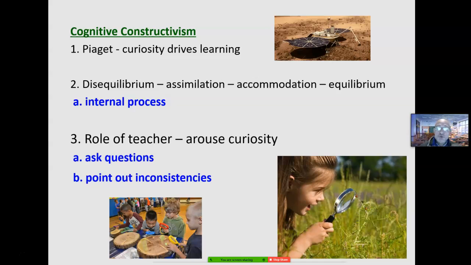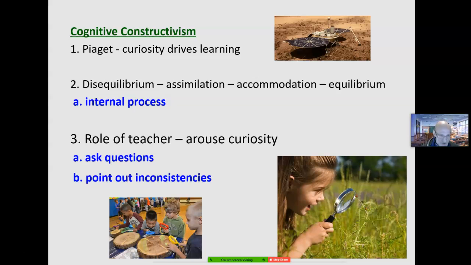It's an internal process. So the role of a teacher, in this cognitive constructivist thought, this Piaget type of thinking, is to arouse curiosity, to ask questions, to point out inconsistencies. Boys and girls, I wonder what will happen if... Boys and girls, did you notice that this is that, but it doesn't make sense? We have to read to find out. We have to see what happens when. That's the role of a teacher.